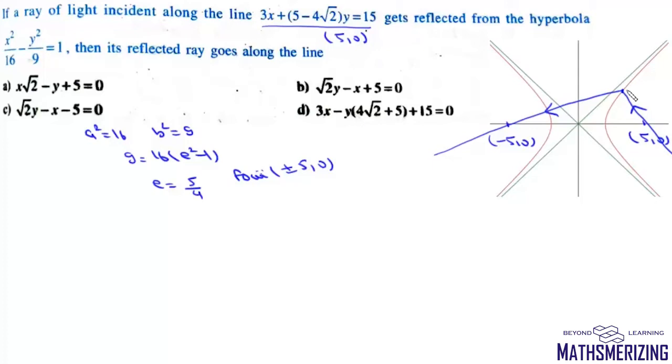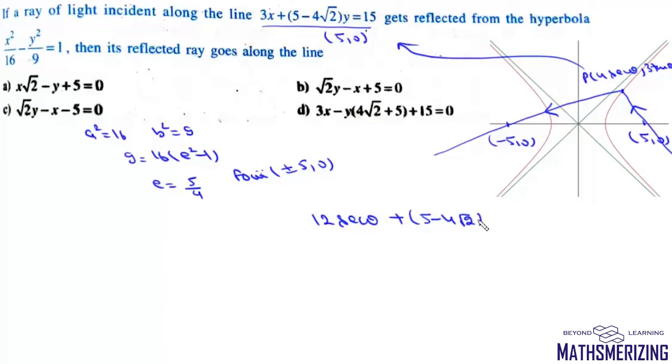Now this point lies on the hyperbola. Let the coordinates of this point be (a sec θ, b tan θ), so it will be (4 sec θ, 3 tan θ). Now this point will lie on this line. So we'll put x as 4 sec θ, and we get 12 sec θ + (5 − 4√2) times 3 tan θ, and this value is equal to 15.